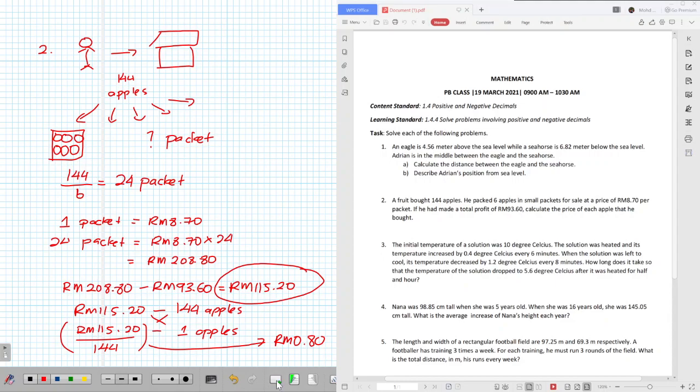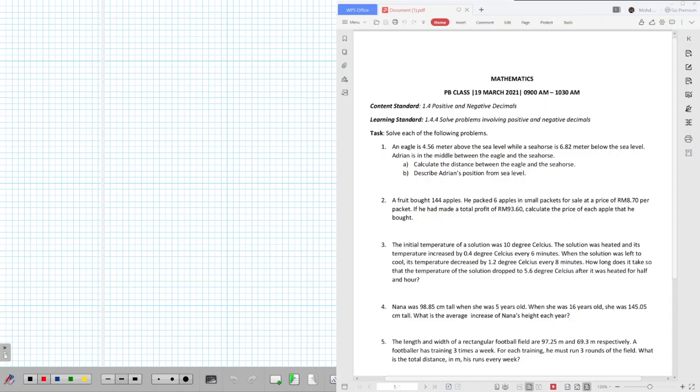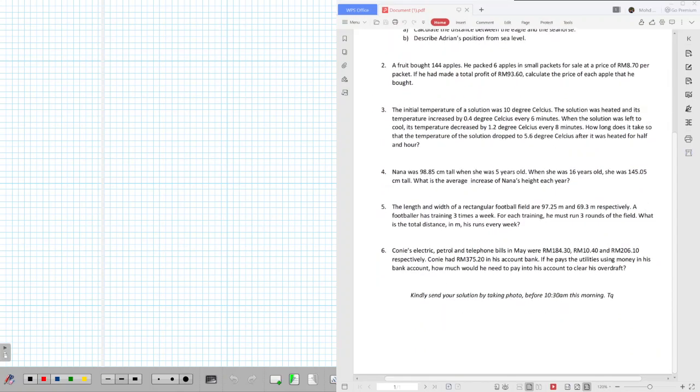Now we proceed with the third question. Let me scroll. The third question: the initial temperature of a solution was 10 degrees Celsius. Temperature is like this, and then the thermometer. So the initial reading is 10 degrees Celsius. This is the first reading.